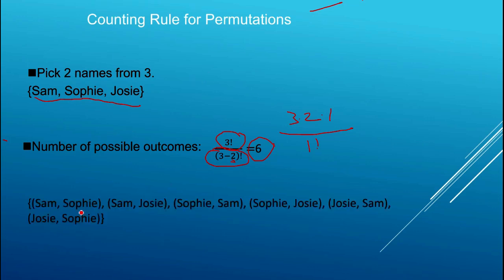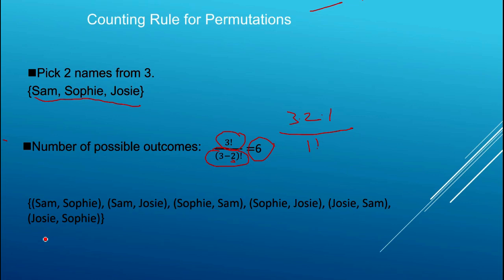And here they are. I can pick Sam and Sophie, Sam and Josie, Sophie and then Sam, Sophie first and then Josie, Josie and then Sam, or Josie and then Sophie. I would point out two things about this list. First of all, Sam and Sophie appears, but also Sophie and Sam appears. Sam and Josie appears, but also Josie and Sam appears. So clearly, in this case, the order in which I draw the names matters, and Sam and Josie is seen as being a distinct result, or a result that is distinct from Josie and then Sam.